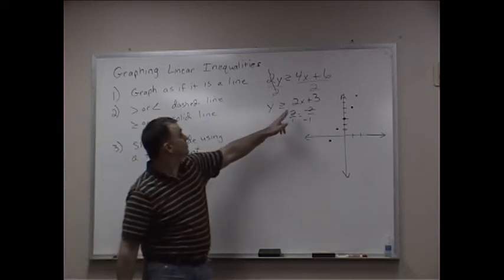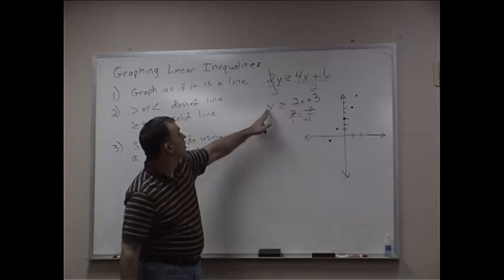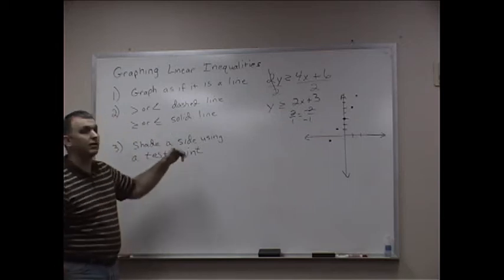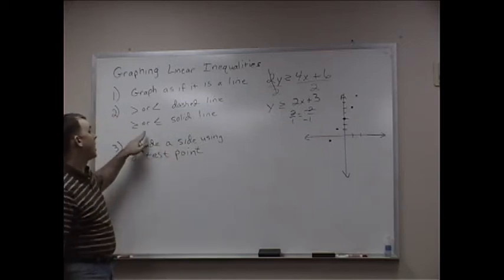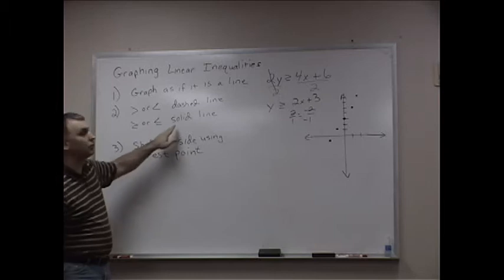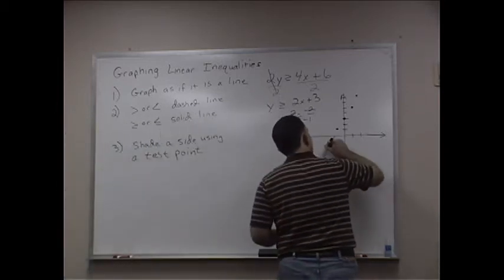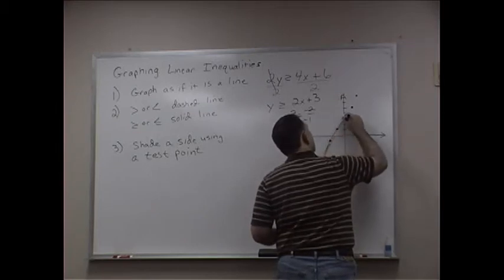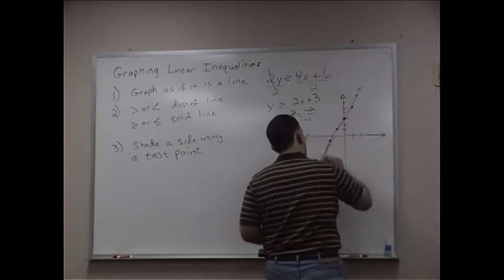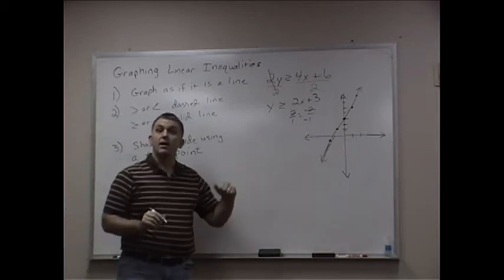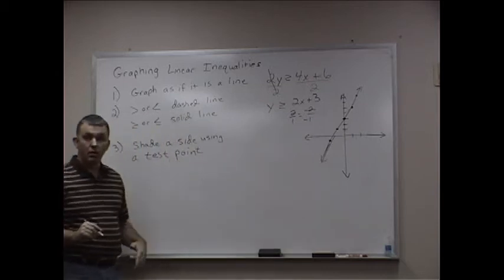Okay, now, we need to make this line. Should we make this line a solid line or a dashed line? Since it's greater than or equal to, we're going to make it a solid line. That means the points that land on that line are also solutions to the inequality.